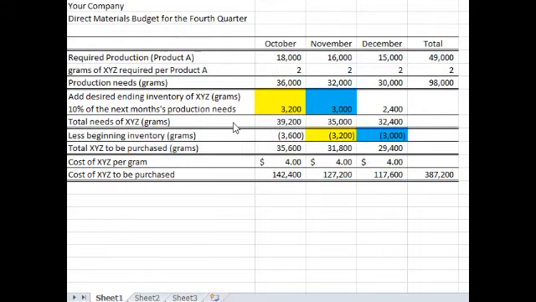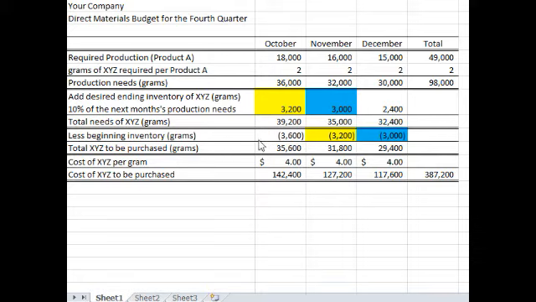So overall, this month, we need 36,000 for the production needs and 10% of the next month's production needs, which is 3,200. So overall, we would like to have 39,200 of this material XYZ. However, we already have 3,600 inventory. In grams, we already have 3,600. This information was given to us.